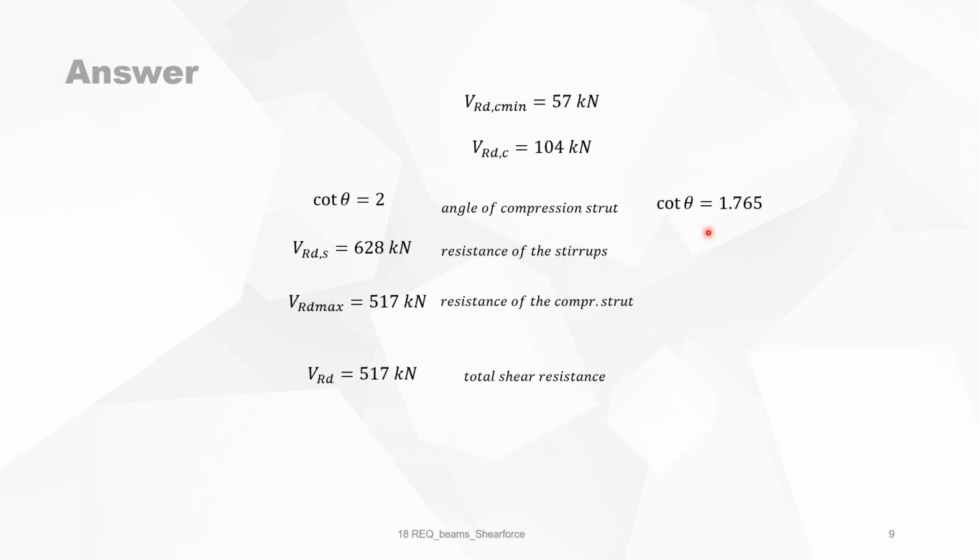Then we optimized, and for cotangent theta equals 1.765, we have a resistance of the stirrups of 554 kilonewton. VRD max is 554. Of course, they are the same because it's the optimization. And VRD, the total shear resistance, is now 554 kilonewton. So you see, by optimizing cotangent theta, you gain something like 10% in the total shear resistance.